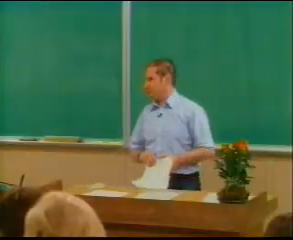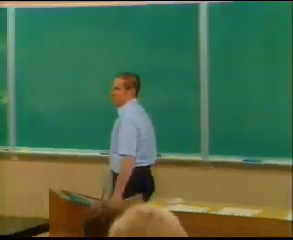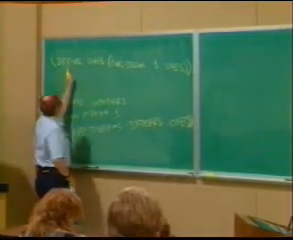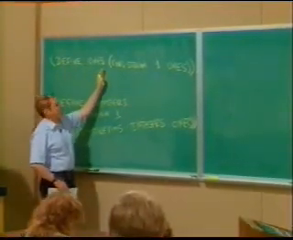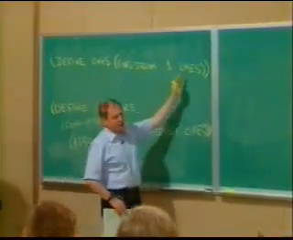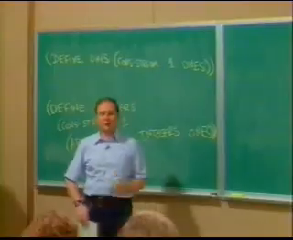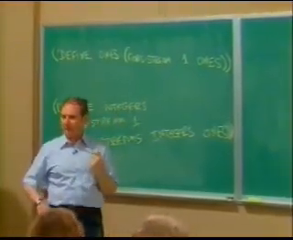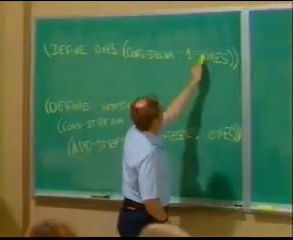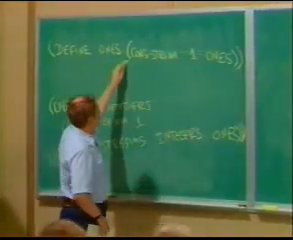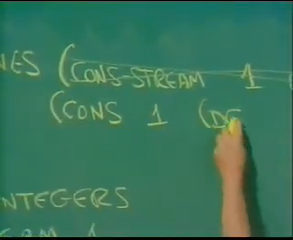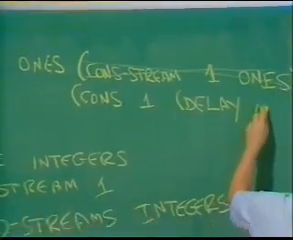Right? That looks pretty suspicious. Notice that it works because of delay. Let's take a look at ones. This looks like it couldn't ever even be processed, because it's suddenly saying, in order to know what ones is, I say it's cons-stream of something onto ones. The reason that works is because of that very sneaky hidden delay in there. Because what this really is, remember, cons-stream is just an abbreviation. This really is cons of 1 onto delay of ones.